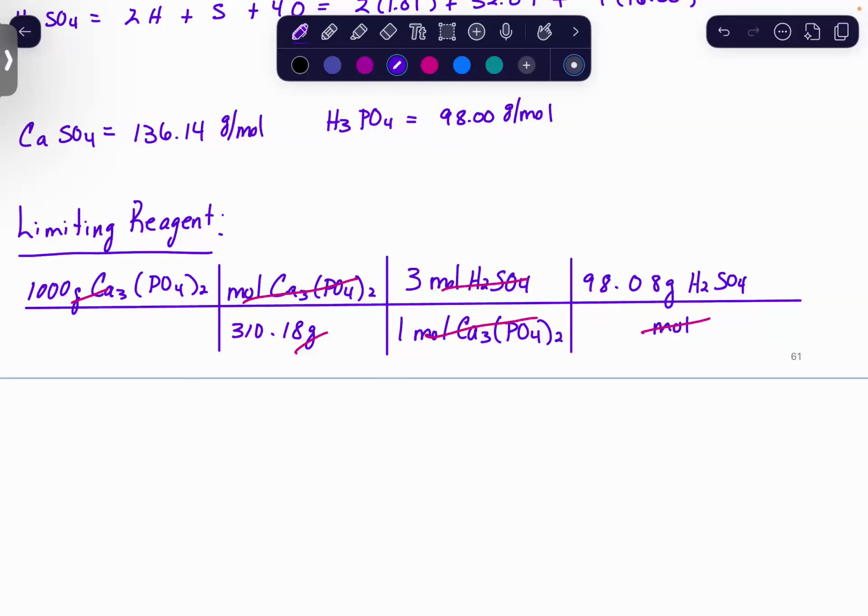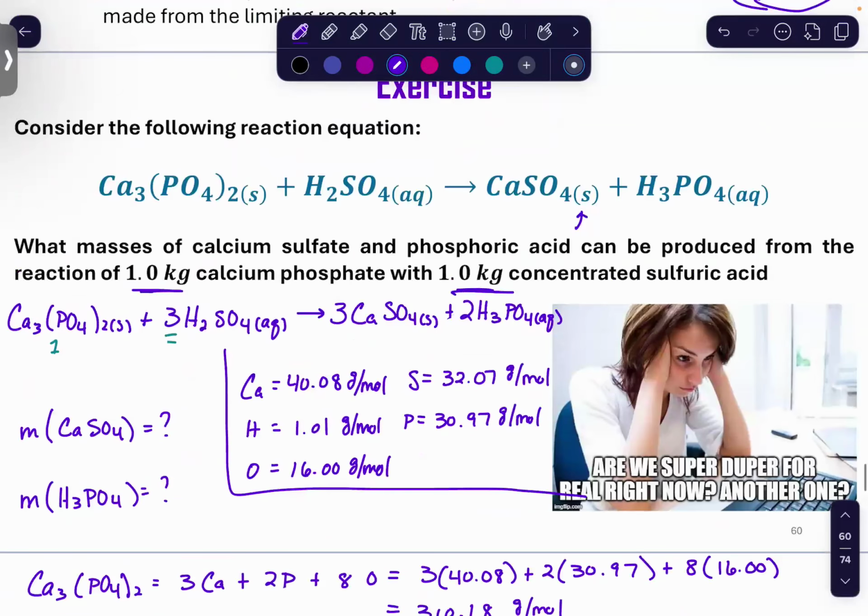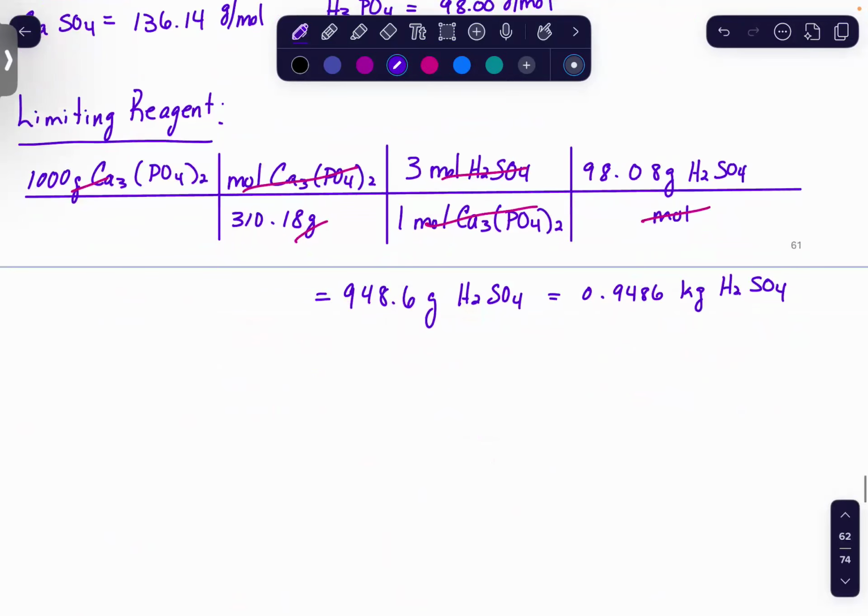And when I calculate this, this is going to give me 948.6 grams of sulfuric acid, which is also 0.9486 kilograms of sulfuric acid. So if I use the full kilogram of calcium phosphate, that's only going to use up 0.9 kilograms of sulfuric acid, but I'm told that I have a full kilogram of it. So that tells me that I will have sulfuric acid in excess. I will have sulfuric acid left over, which means that my calcium phosphate is limiting. So now I can do all my calculations with that knowledge.